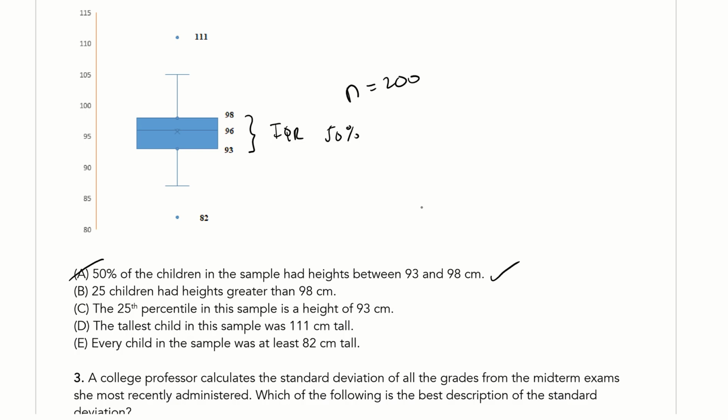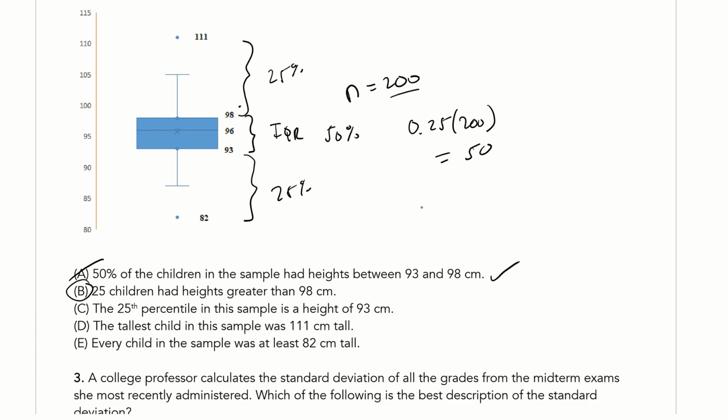25 children had heights greater than 98 centimeters. So from here to here is 25%. And from here to here is another 25% to make 100, right? So 25% are greater than 98 centimeters. Well, then what's 25% of 200? 0.25 times 200, that's 50. So that's incorrect, right? So that would have to be the answer.